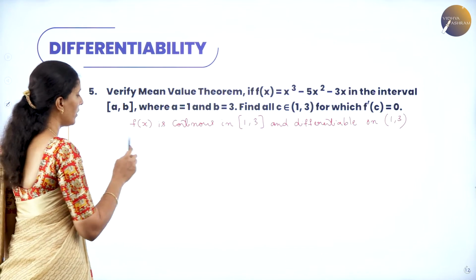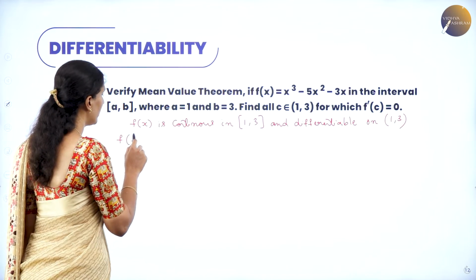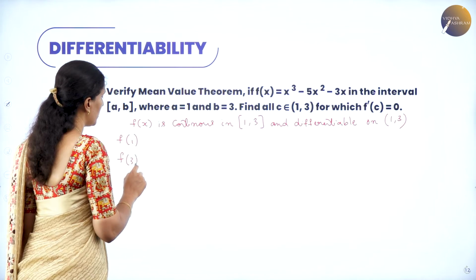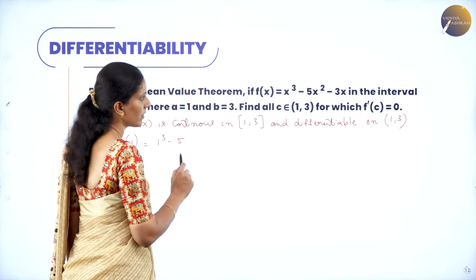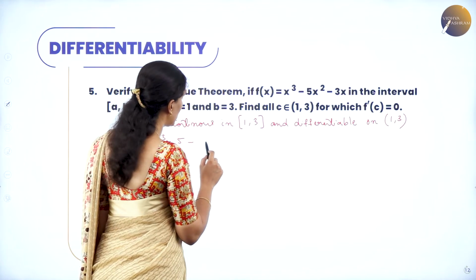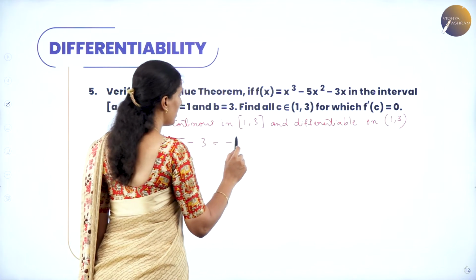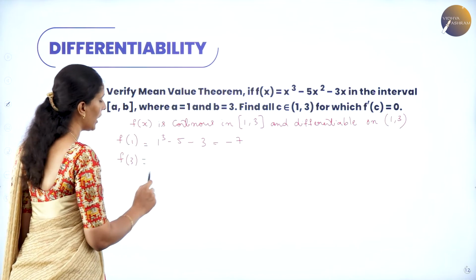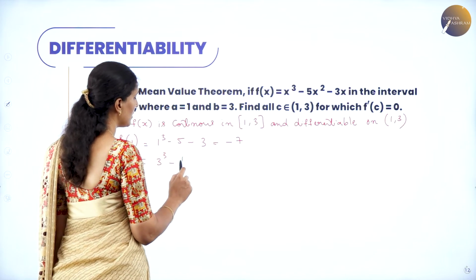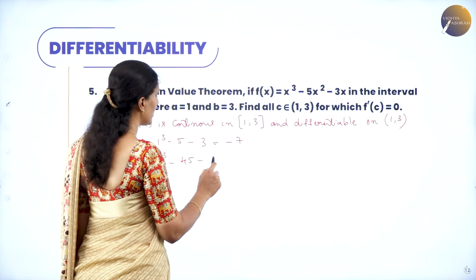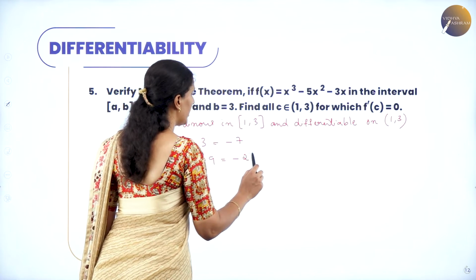So now let us find out f of b and f of a, that is f of 1 and f of 3. So f of 1 is 1 cube minus 5 into 1 square is 5 minus 3 into x is 3. So here 1 minus 5 minus 4 minus 4 minus 3 minus 7. Next f of 3, 3 cube minus 5 into 3 square, that is 9 5s are 45 minus 3 3s are 9. So here we will get minus 27.